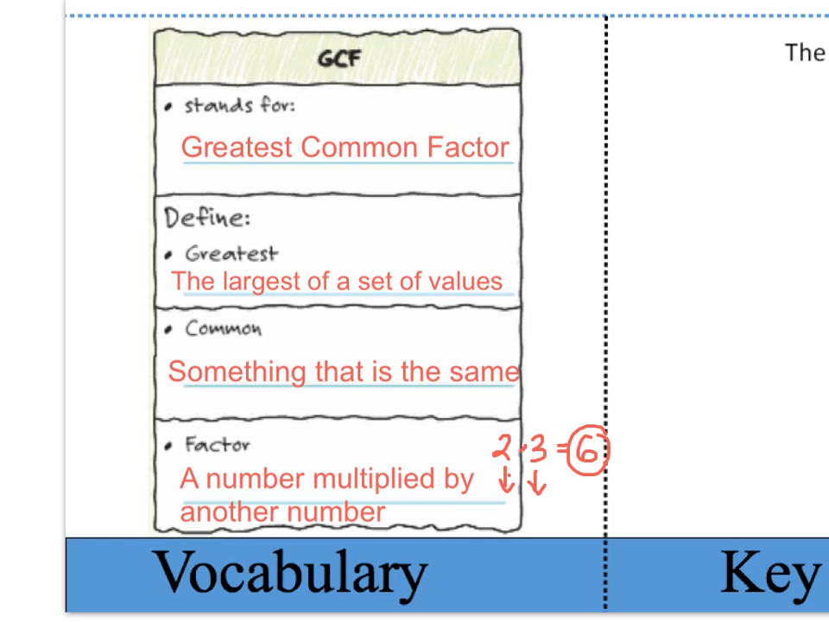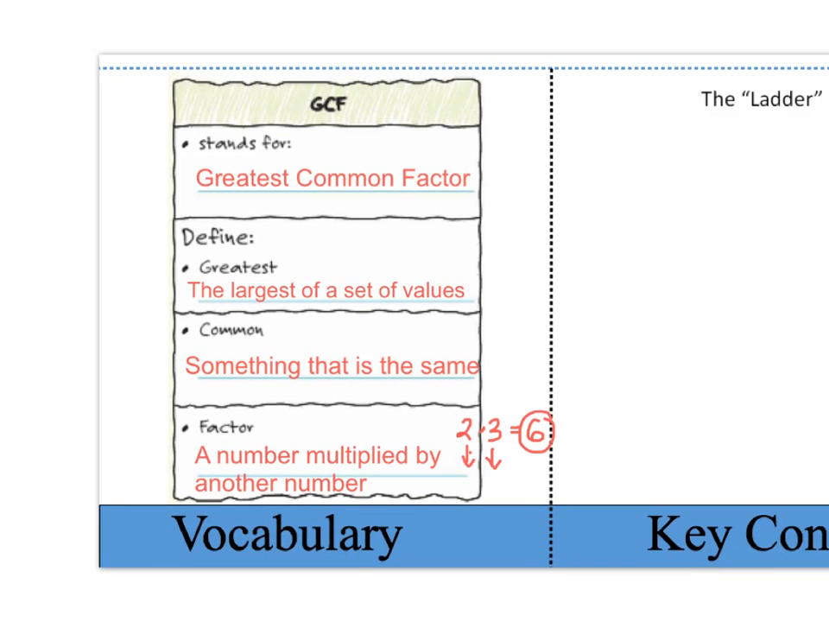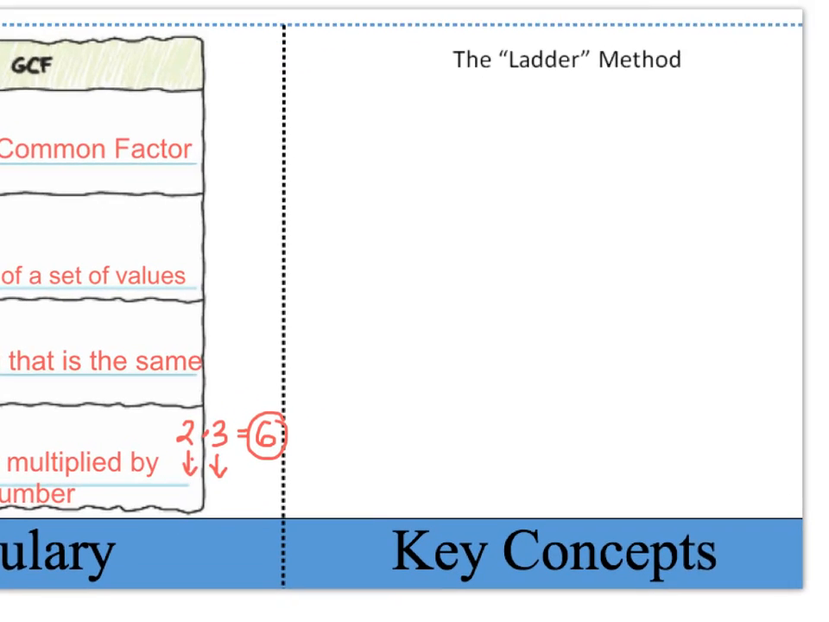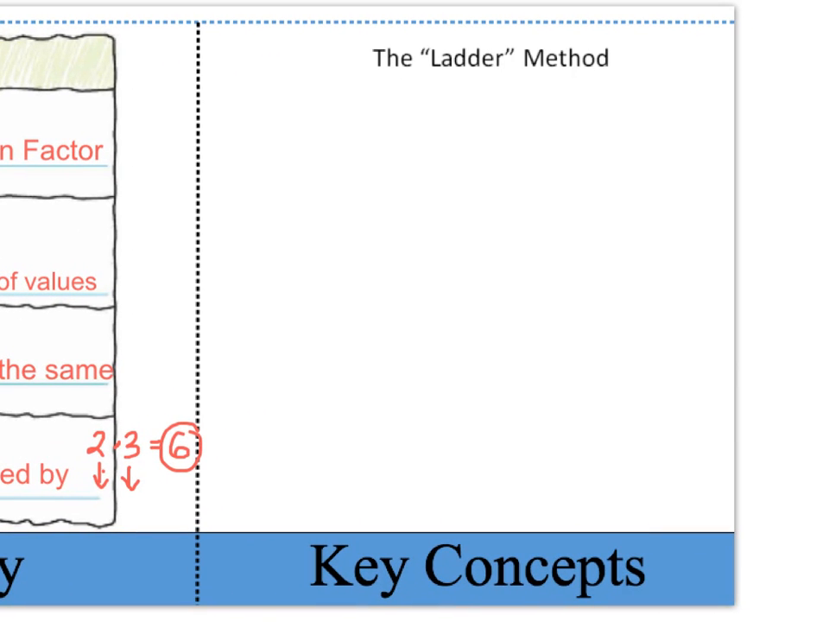So now that we've defined what greatest common factor means, or the GCF, let's go ahead and talk about the key concept on the right-hand side. The right-hand side says we're going to use the ladder method. Basically, the ladder method is an upside-down division sign. So say we want to find the greatest common factor of two numbers, 16 and 24. Let's place them inside of our upside down ladder.